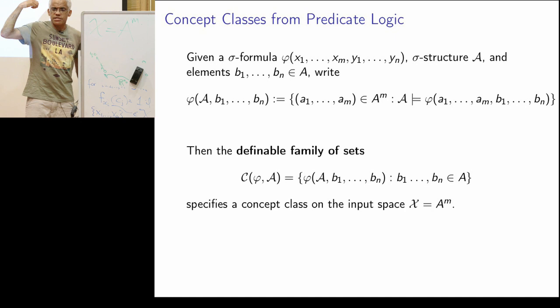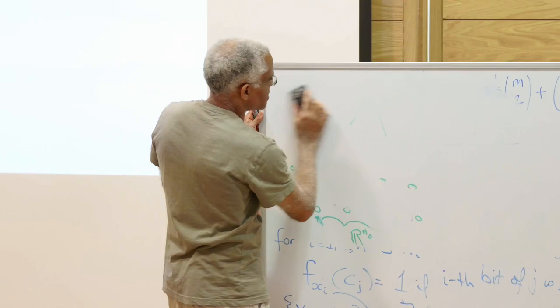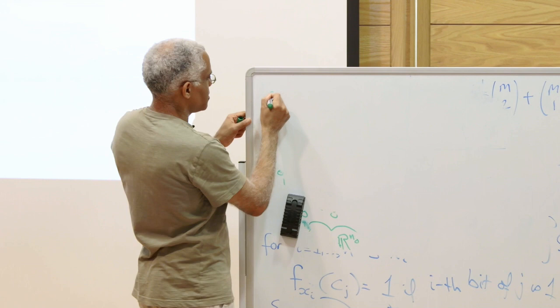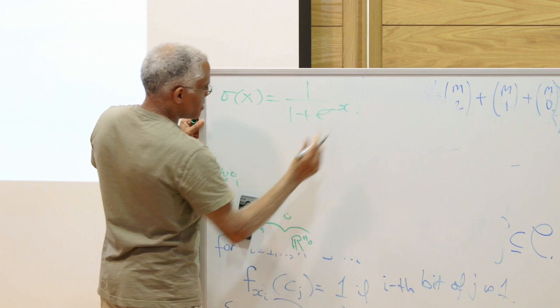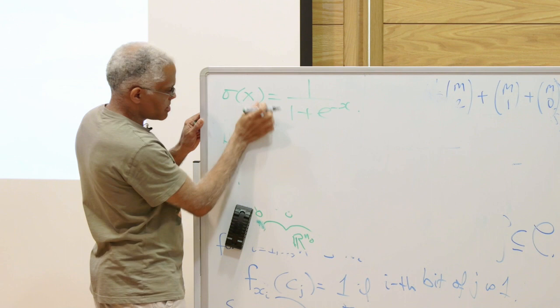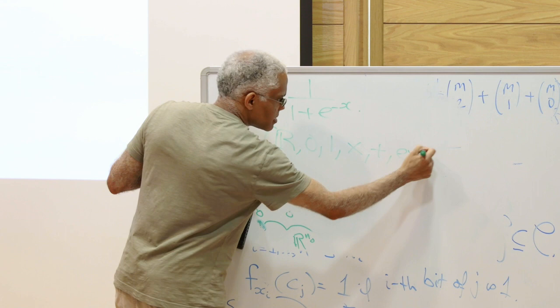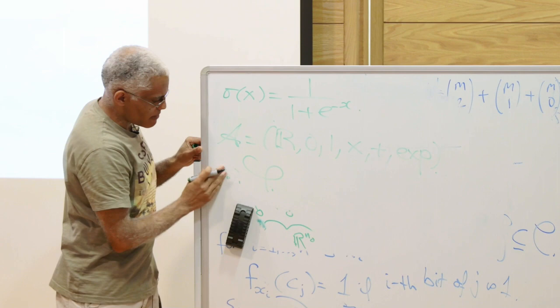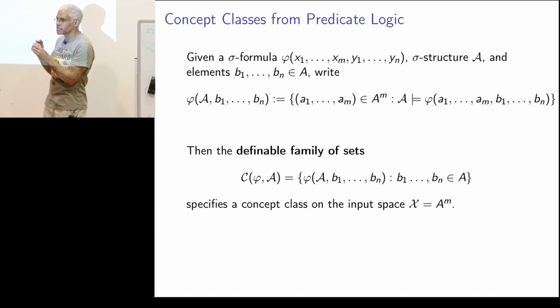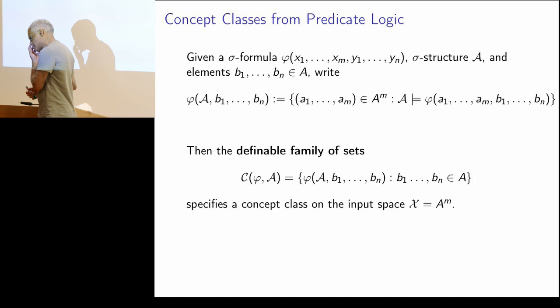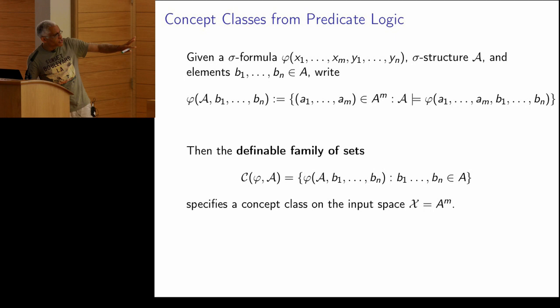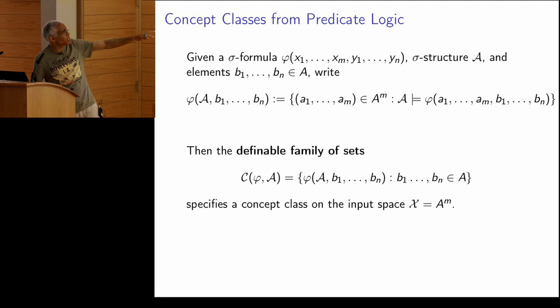Of course, the signature I need and the structure I'm working on depend on the type of neural net I have. If I have a sigmoidal activation function in my neural net, what structure am I working over? If my structure A is the reals with 0, 1, times, plus and an exponential, then for a fixed architecture, I can define a formula that defines the concept class determined by that architecture. Again, the parameters of the formula are the weights of the neural net, and the formula classifies tuples. If the structure or the formula is nice enough, the concept class will have nice properties.